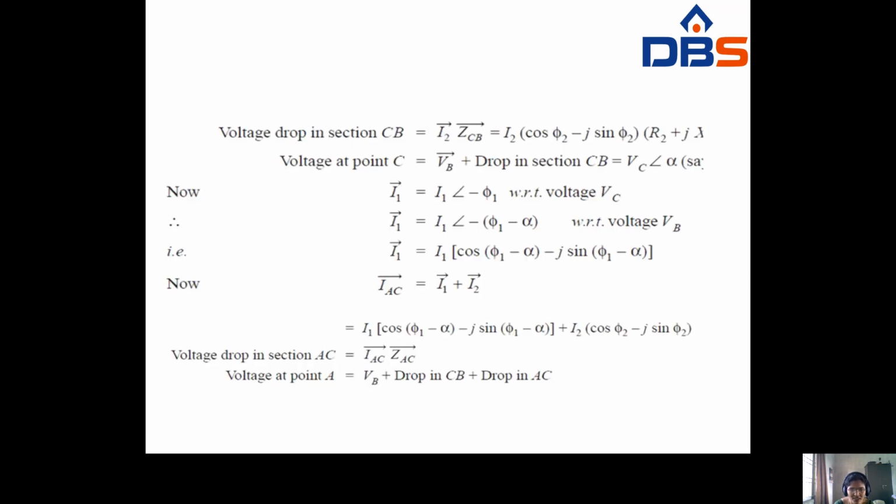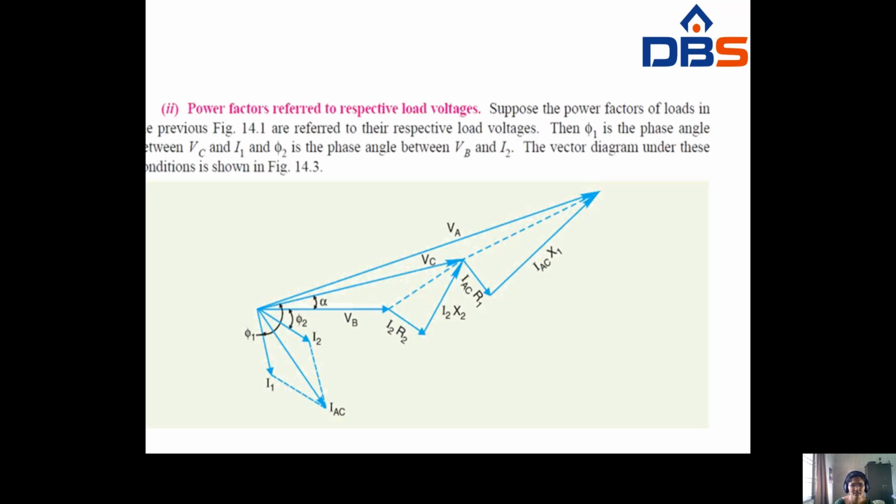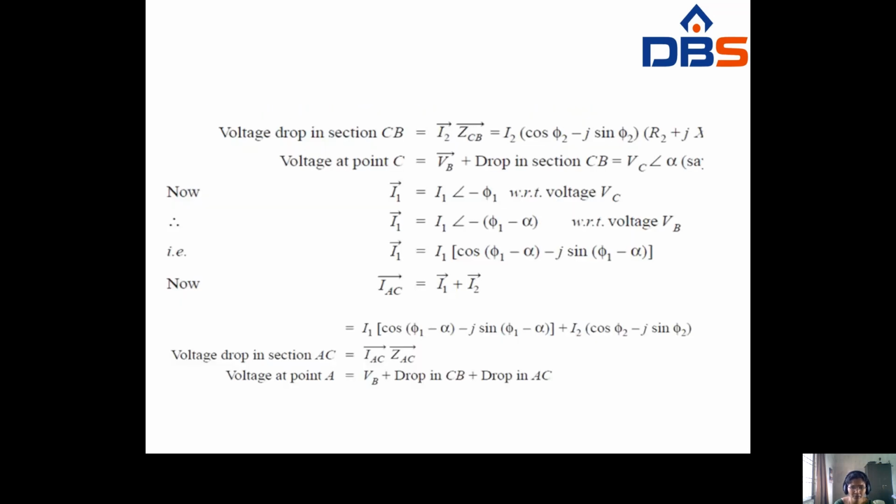Voltage drop in section CB, with respect to the load voltages, is I2 ZCB. In section CB the current is I2, so I2 cos phi 2 minus j sin phi 2 times R2 plus jX2. Voltage at point C equals VB plus the drop in CB. Then I1 equals I1 at the angle of minus phi 1 with respect to VC.